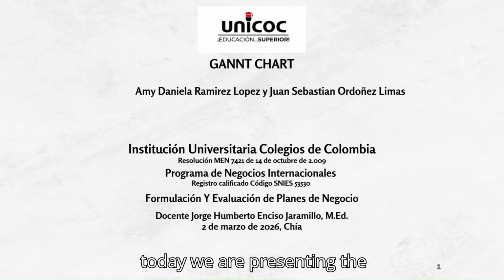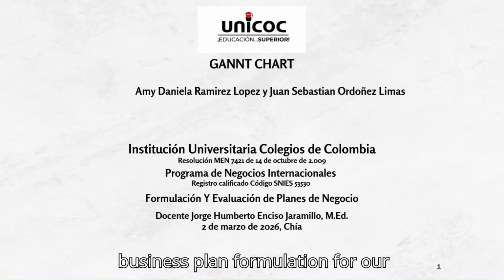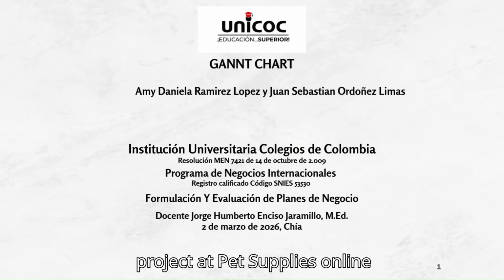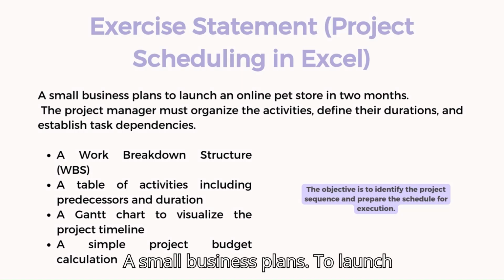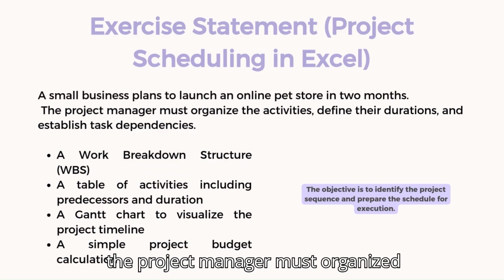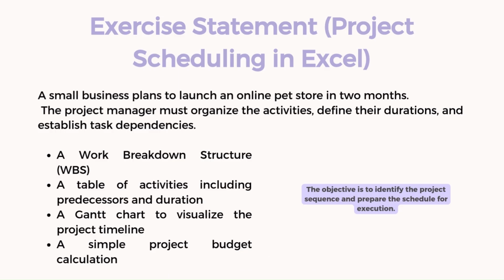Today we are presenting the business plan formulation for our project, a pet supply online store, using the Gantt chart. Exercise statement: project scheduling in Excel. A small business plans to launch an online pet store in 2 months. The project manager must organize the activities, define their durations, and establish task dependencies.